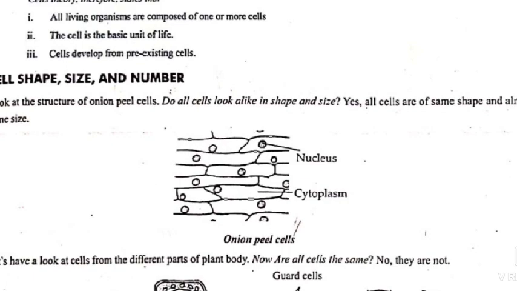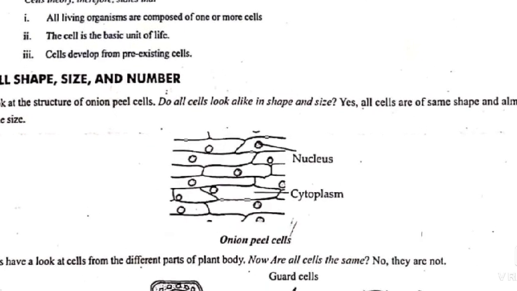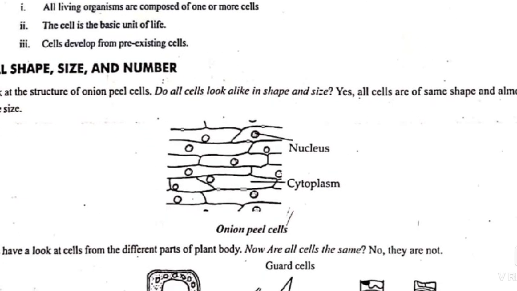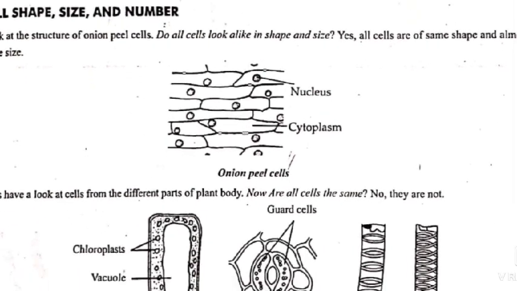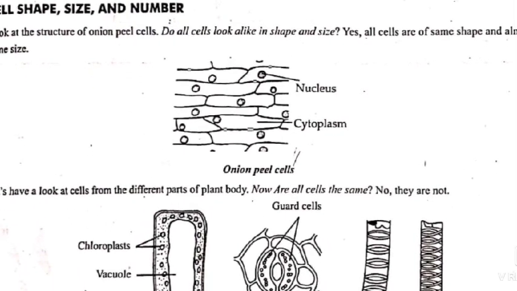Look at the structure of onion peel cells. Do all cells look alike in shape and size? Yes, all cells are the same shape and almost of small size. The onion peel cells contain a nucleus and dense cytoplasm.